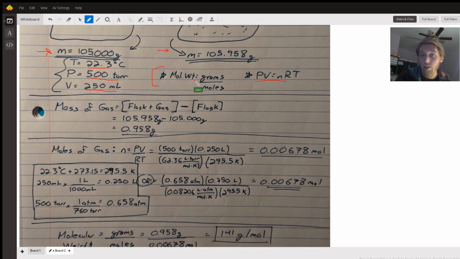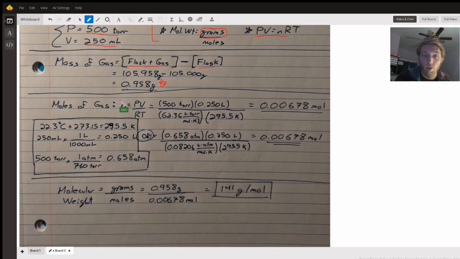So first, let's find how many grams of gas I have. That's just going to be the mass of the flask plus the gas, 105.958 grams, minus the mass of just the flask with nothing in it. It was in a vacuum when we measured this, and that's 105 even. So that's a simple subtraction to give you 0.958 grams. That is the mass of this gas. Now, if I can figure out moles, I can get molecular weight. Well, fortunately, we can rearrange the ideal gas law to solve for moles. n equals PV over RT.